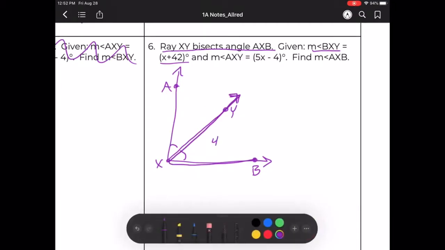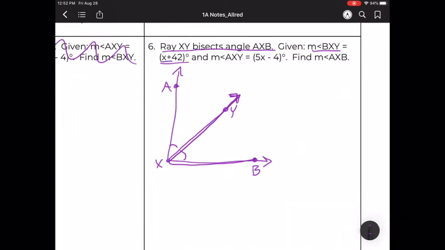is a part. So I'm going to write, keep wanting to write that 4 first, and that's not true. I want to write x plus 42. X plus 42. And the measure of AXY is 5x minus 4. So this time I'm given the two parts again. We kind of did something like this with our segments. But to find the measure of angle AXB, the entire thing, I need to say part equals part. And so I set up this equation. That's going to help me find x. And then after that, I can plug in and find the total angle measure of the whole angle AXB.